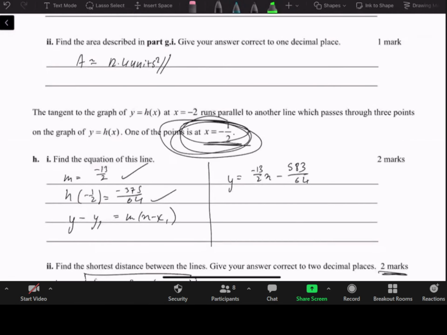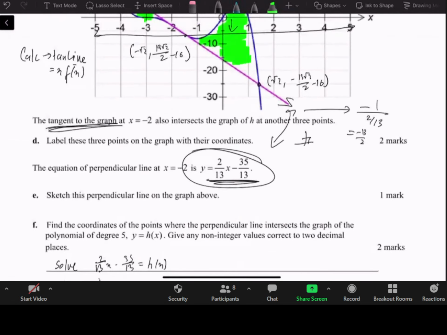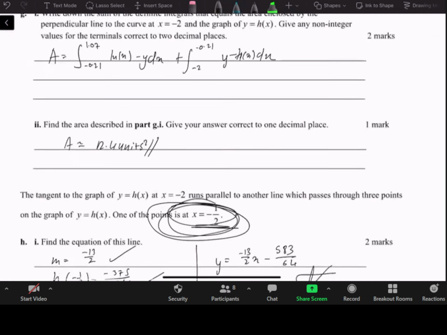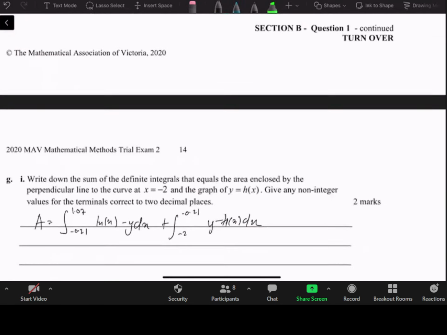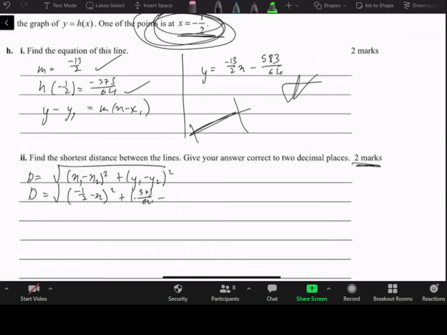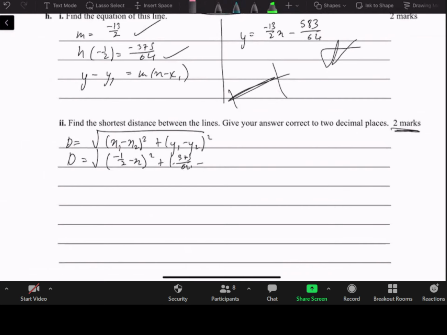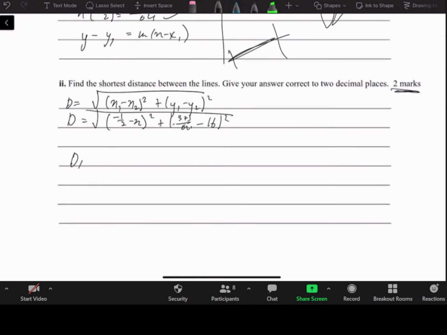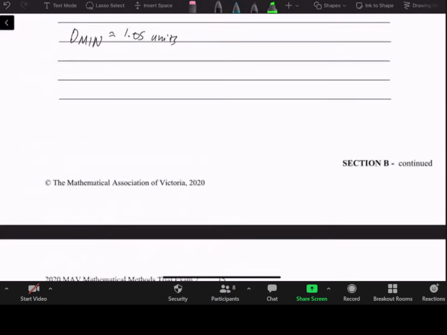But remember, it's not this one. I don't think I wrote it down. But it would be like this function, but not the tangent, the perpendicular line, because we're trying to find when that's a minimum. So there'd be 16 squared, and then you just put that into CAS, d min, and you would get 1.05 units, I guess.